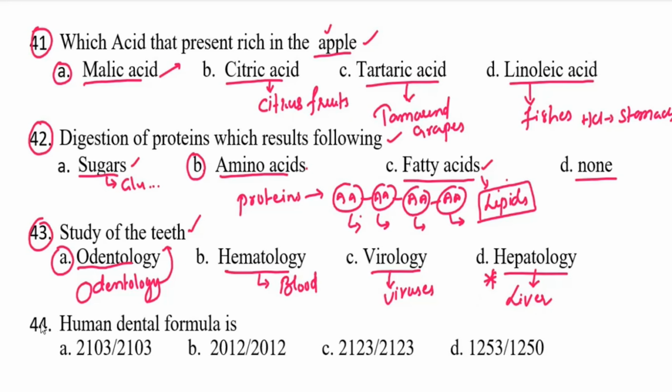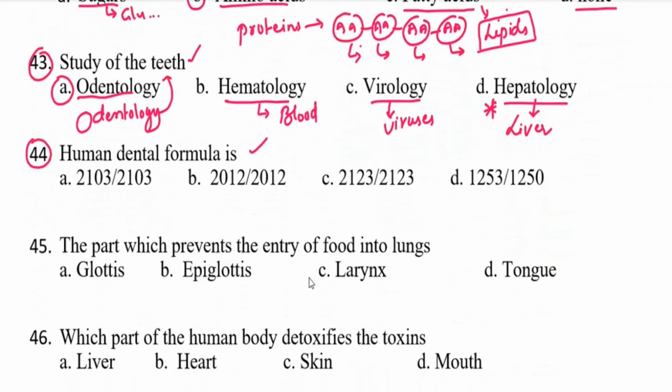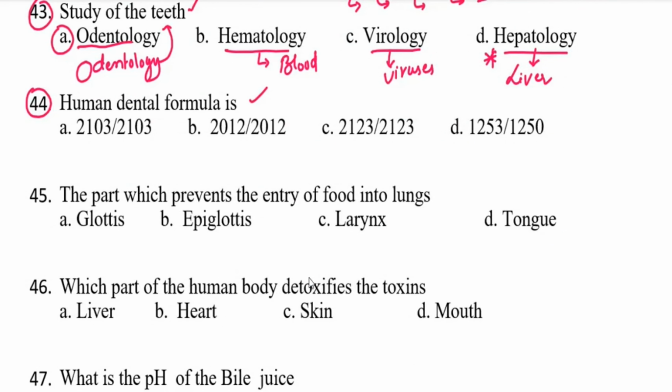Coming to the 44th question, the human dental formula. We have many teeth in our mouth, with different shapes, sizes, and functions. Let's see, there is a code, ICPM. ICPM is a shortcut code.